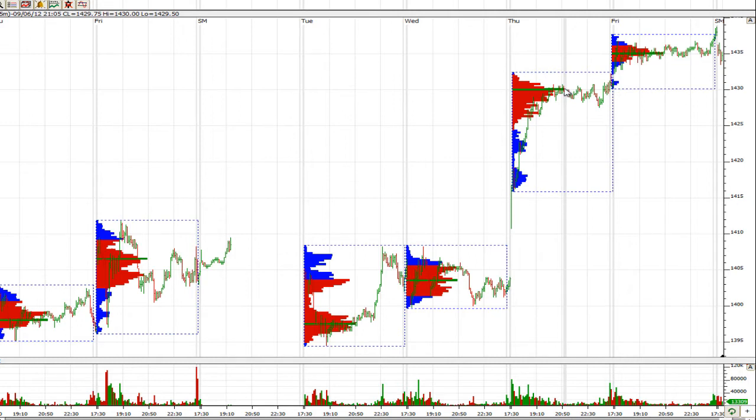Just by looking at this, you can instantly tell that the buyers are in control because value is moving higher. Okay, and if it was all over the place, you could tell that it is a bigger balance area like it was here, just because there's no real movement. There's no real migration of value, and so this allows you to see it better.